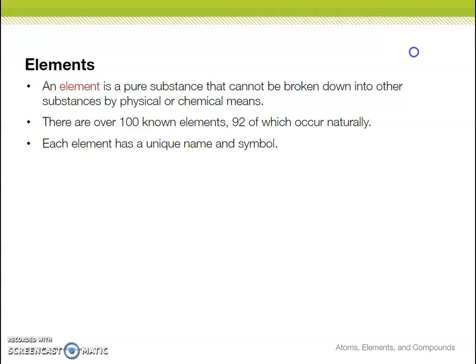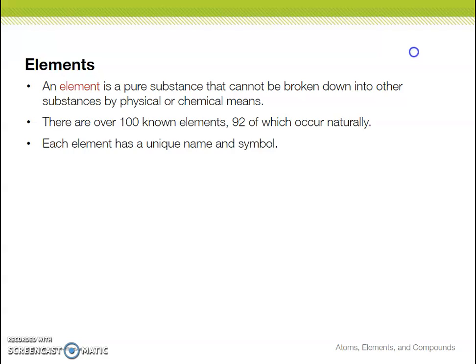Each element has a unique name and symbol that can be found on the periodic table. There are absolutely no repeats of names and symbols, so there is no confusion. If I'm talking about the element with the symbol F, I mean fluorine, and everybody knows that I mean fluorine, not another element. If I'm talking about H, I'm talking about hydrogen. If I'm talking about He, I'm talking about helium. So, each element has a unique symbol and name on the periodic table.